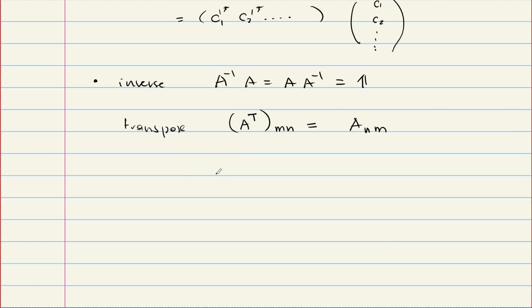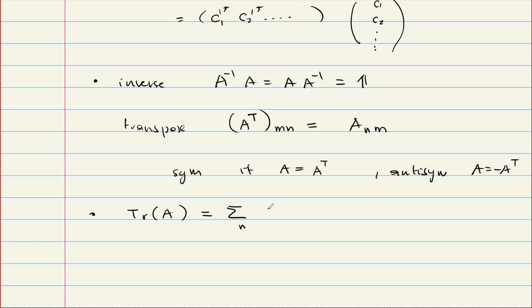We call a matrix symmetric if A is equal to A transpose, and anti-symmetric if A is equal to minus A transpose. The trace of a matrix is shown with trace A, and it is defined by the sum over all n of A nn.